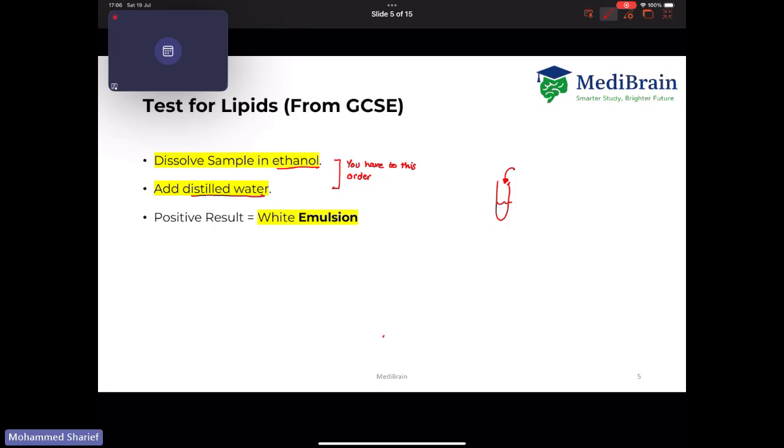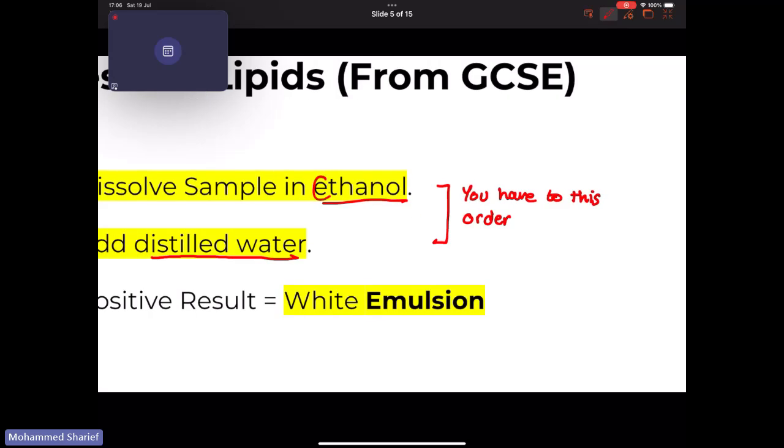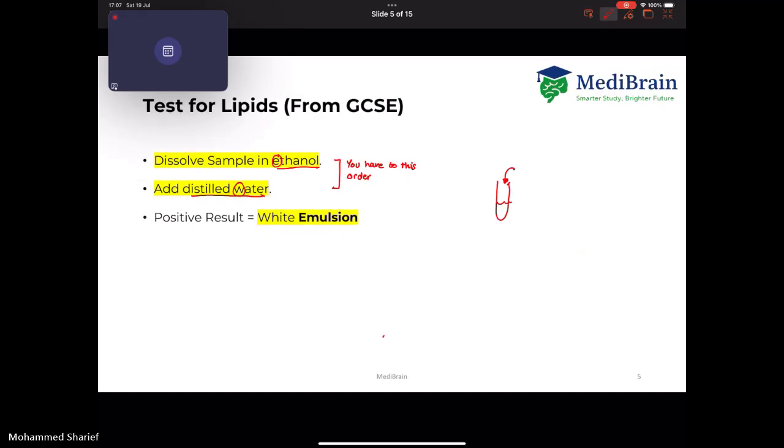Okay, so just remember the order. You need to add in ethanol, then water. Think of it like this. Whenever it comes to remembering the order of something, I look at the first letter. E comes before W, so we're lucky there. Dissolve sample in ethanol first, then water, because E comes first in the alphabet and water comes after.